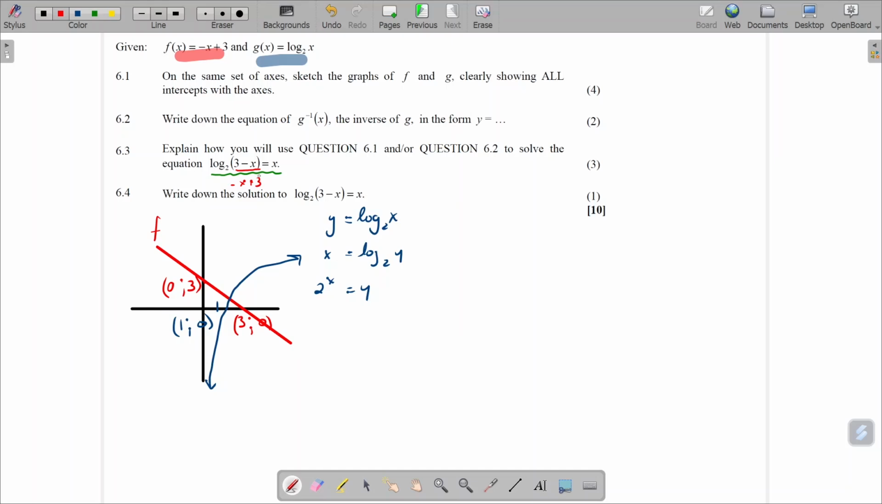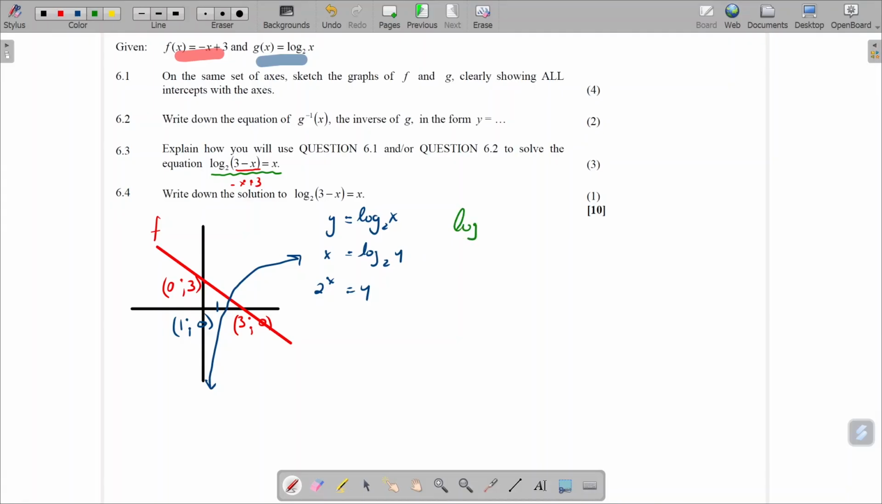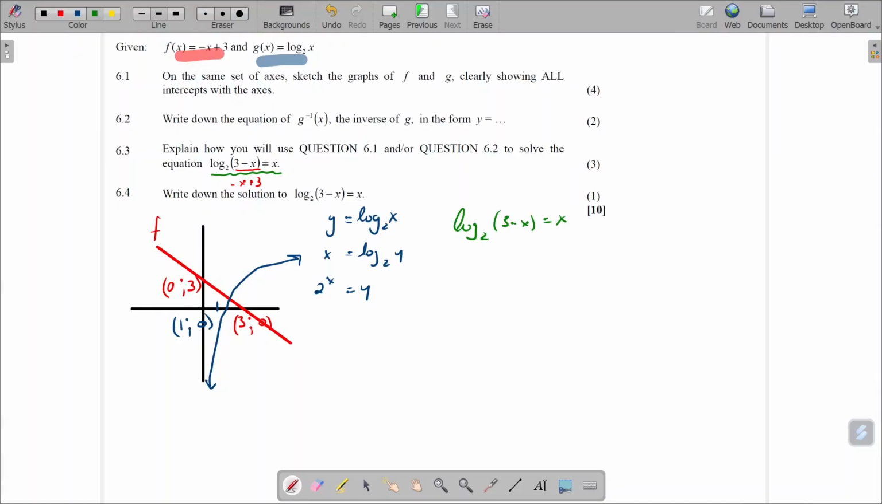The log base 2: well, we had log base 2 in the blue function earlier on, in the g of x function. I think I see it now. So what I'm going to say is, cool, log 2 of (3 minus x) equals x. As you said before, if you don't like working in logs, go to their inverse function, which would be, therefore, 3 minus x equals 2 to the x.